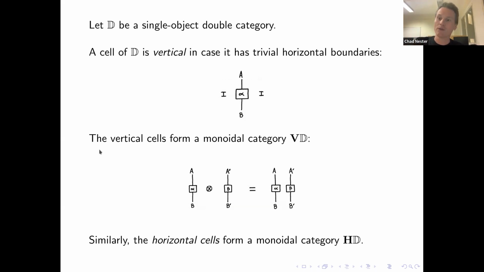If I consider the vertical cells of any single object double category, then they form a monoidal category, which we'll call V of D if we want to use notation, where composition in the monoidal category of vertical cells is vertical composition of cells in the double category, putting them on top of each other, and the tensor product is given by horizontal composition. Then I can do the same thing for what we will call horizontal cells, the ones with trivial top and bottom boundary, and they also form a monoidal category. So a single object double category is like two monoidal categories glued together.